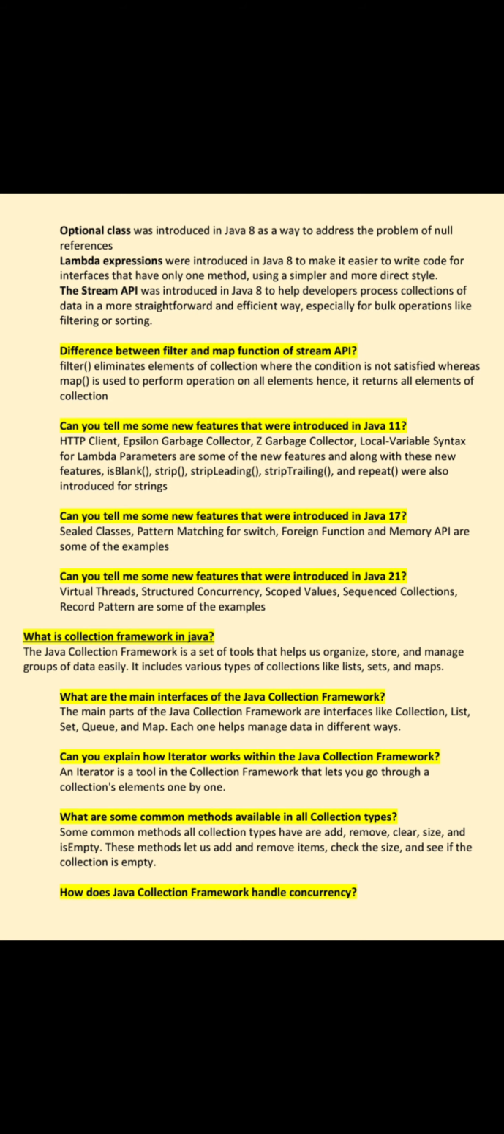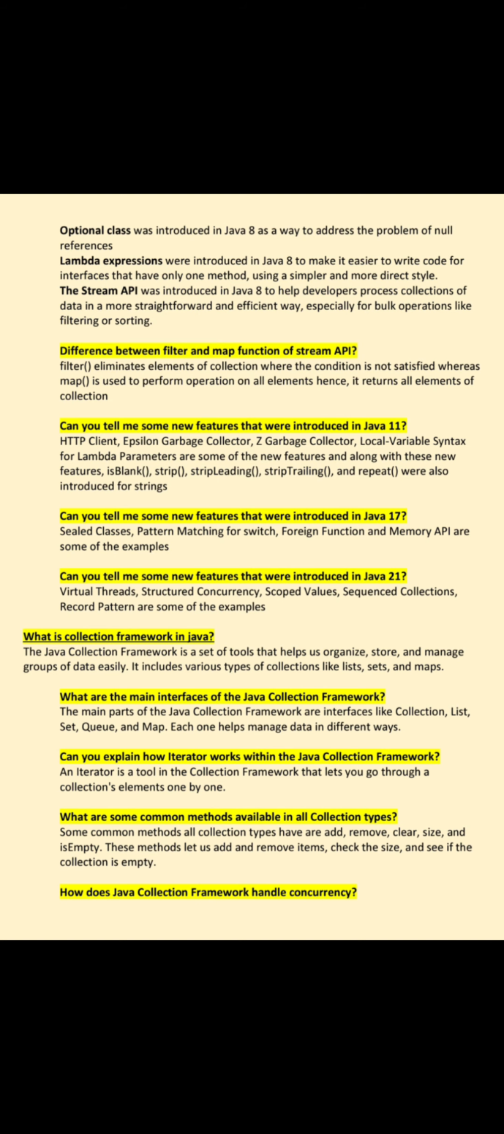The Stream API was introduced in Java 8 to help developers process collections of data in a more straightforward and efficient way, especially for bulk operations like filtering or sorting. Difference between filter and map functions of Stream API. Filter method eliminates elements of collection where the condition is not satisfied, whereas map method is used to perform operations on all elements, hence it returns all elements of a collection.